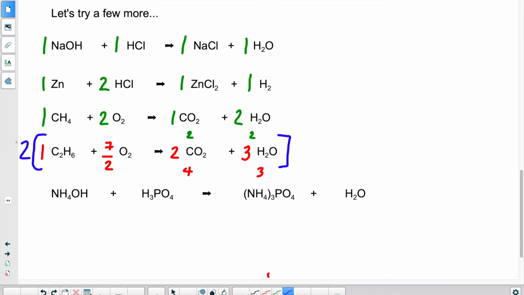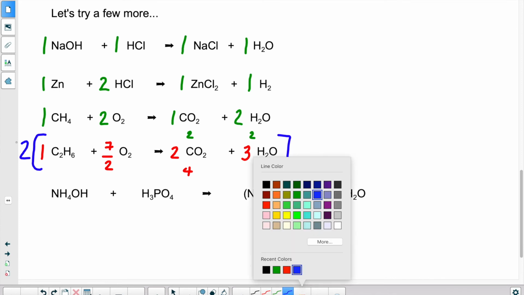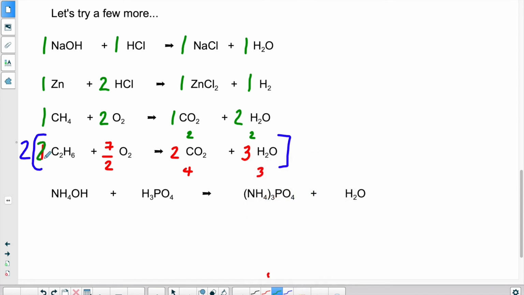I'm going to use, let's see, actually maybe I should go back to green. Okay, let me go back to green. So 2 times 1 would be 2. So my final coefficient would be a 2. Here, my final coefficient, this is going to disappear. My final coefficient would be a 7. Here, my final coefficient would be a 4. 2 times 2 is 4, and 2 times 3, final coefficient is a 6.